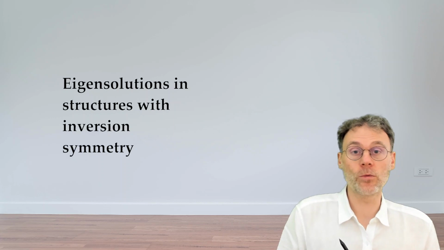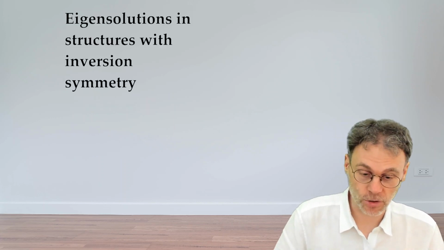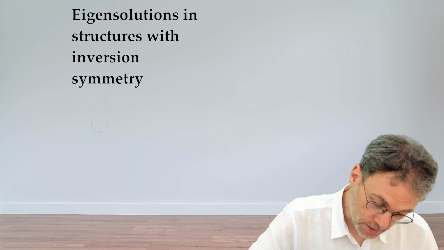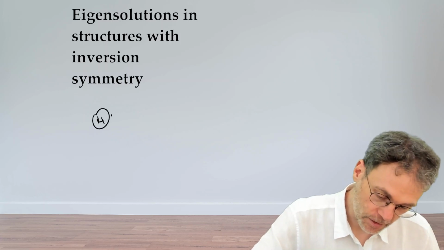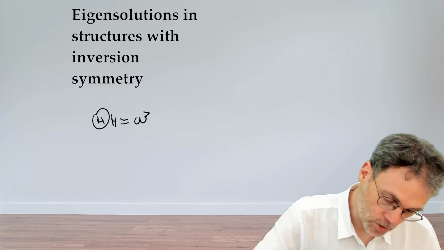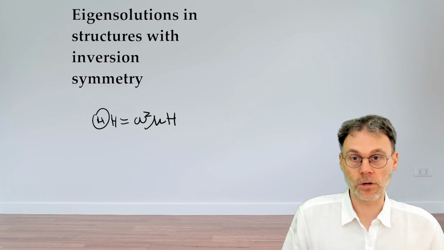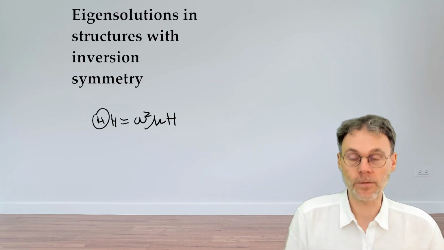In this video, we want to be lazy/efficient when we are looking at solutions to Maxwell's equations. So say we're dealing with the eigenvalue problem that we've been studying so far, namely Θh is equal to ω²μh. And you're a little bit too lazy to solve this eigenvalue problem exactly, numerically, whatever.